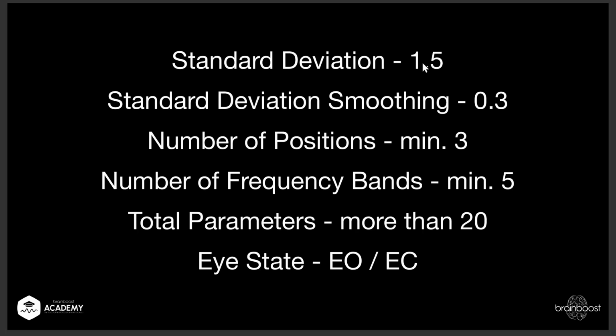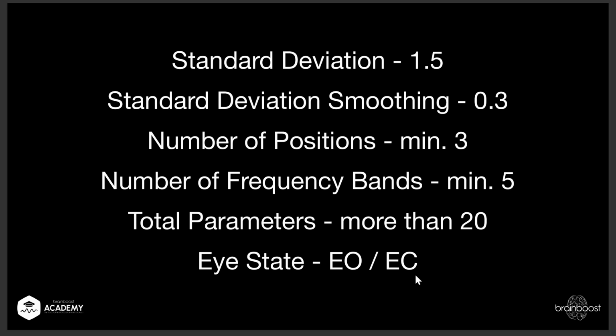So the standard deviation, this is pretty crucial. You can do a report, check it out, or you can also gather some experience using it. The standard deviation smoothing, number of positions, number of frequency bands, play around with it, but only one position and only 3 frequency bands will cause very volatile behavior, jumping back and forth quite a lot. So for the total parameters, I would recommend more than 20. This is a good idea.